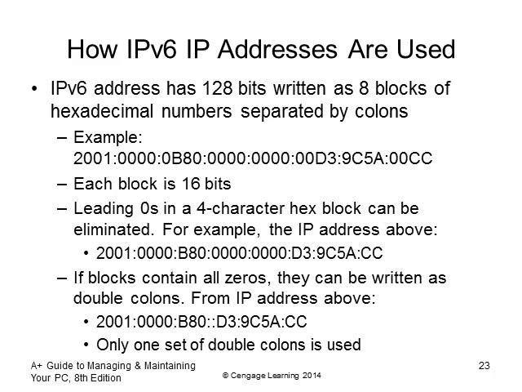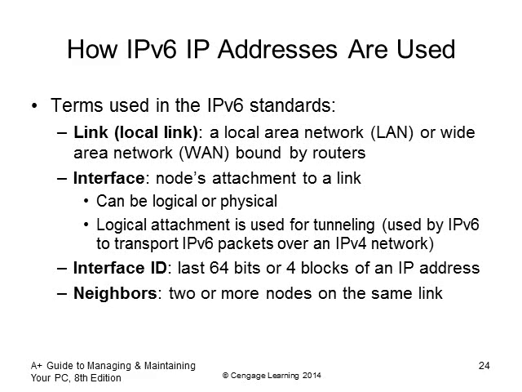So if you look towards the end of the original address where it had a colon 00D3, they are now showing it, which is colon D3. If a block contains all zeros, they can be written as double colons. So if you notice, it's B80 colon colon. Only one set of double colons is used.